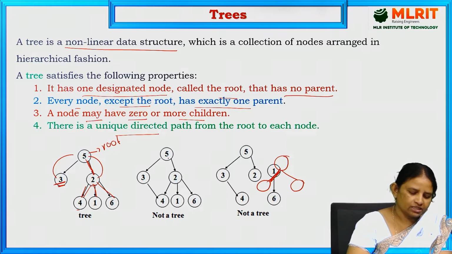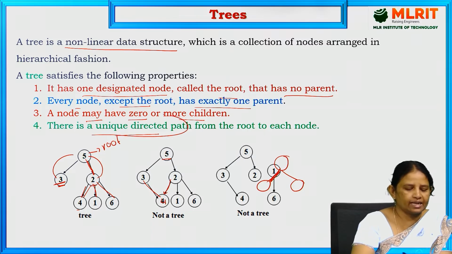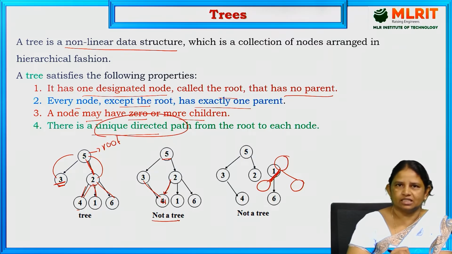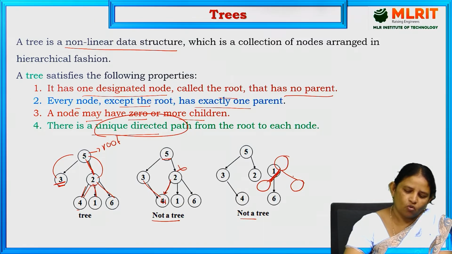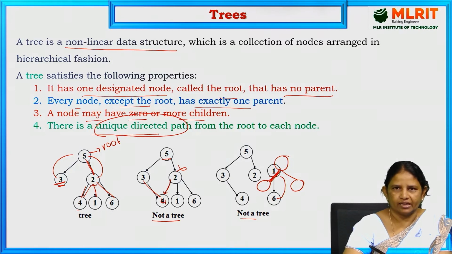Next, there is another example. To reach 4 there are 2 paths, but that is not correct. Only a unique directed path should be present. So the fourth condition is not satisfied, so it is not a tree. Next, in this example, 1 to 6 is not connected. 6's parent is 1, but 1 is not connected anywhere, so there is no path to reach 6 from 5. We can reach 2 from 5. If 1 were connected, it would be a designated path, but since 1 and 6 are separated, it is not a tree.